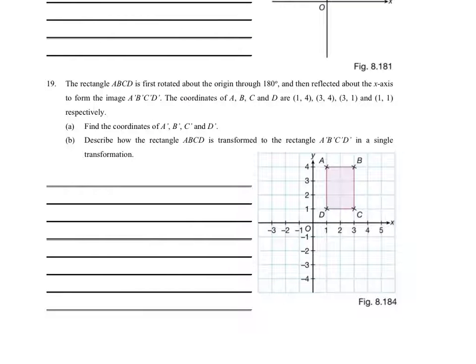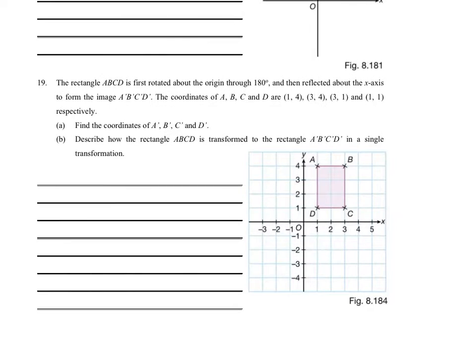For number 19, you can treat A, B, C, D as 4 points. All of these 4 points are rotated about the origin through 180 degrees and then reflected about the x-axis. It means the points should go here by 180 degrees and then be reflected about the x-axis. So you should expect the rectangle to be somewhere here. And then for part B, there are 2 different ways to describe it. You may say translated to the left by how many units, or you may say reflected about the y-axis. So you try to write in your own words.